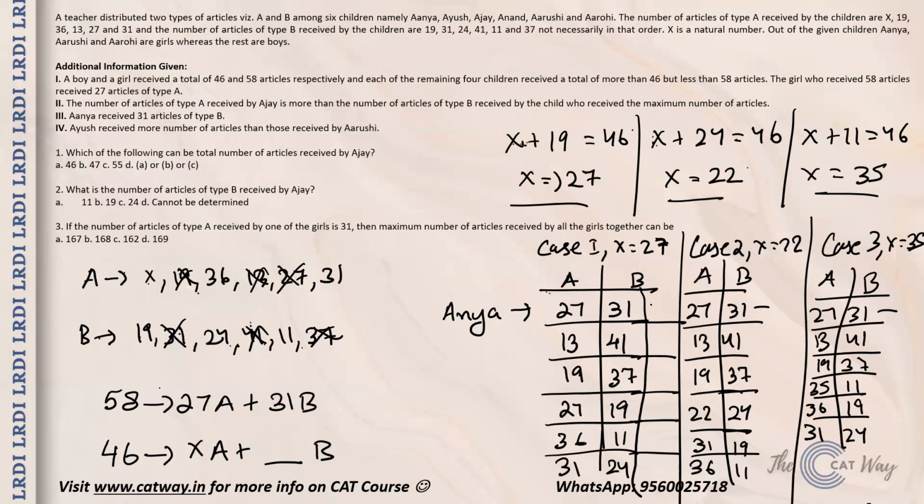So here it is 27 plus 31, 58. 41 plus 13 is 54. 37 and 19 is 56. 27 and 19 is 46. 36 and 11 is 47, and this is 55.